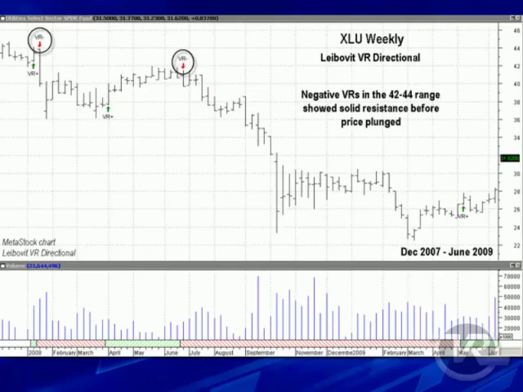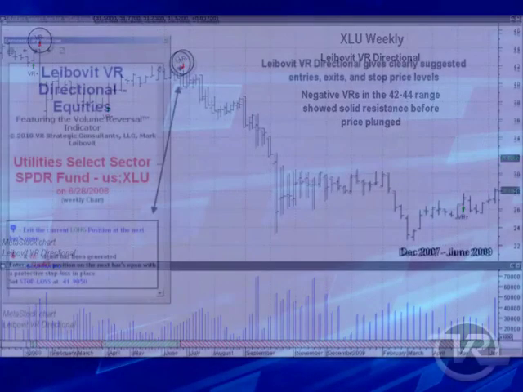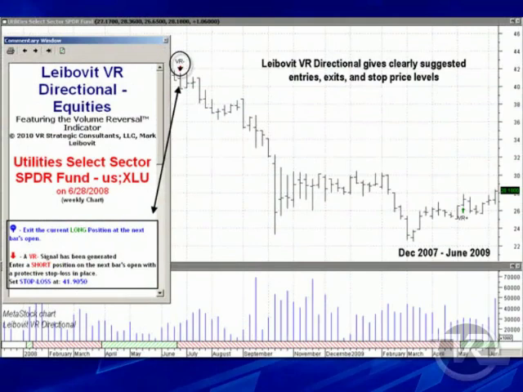And in our final screen, we're basically showing the commentary related to that negative volume reversal, and the instructions on the screen basically say a negative VR signal has been generated, enter a short position on the next bar's opening with a protective stop, and a stop loss number is provided for you.